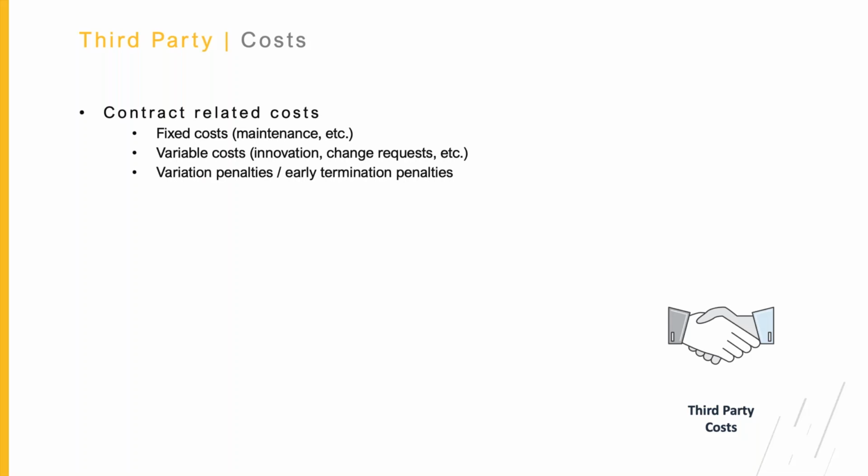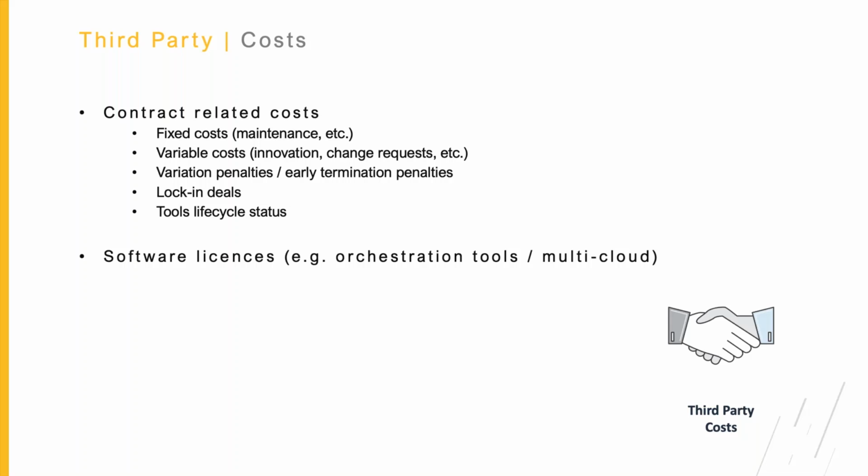Then we move on to third party. So this is where you get to your contract related costs. Are there any fixed costs, maintenance charges? Are there any lock-in deals? Tools and lifecycle statuses. And then you've got your software licenses. So any orchestration tools and management tools to get to the cloud. Activities including understanding time and motion.